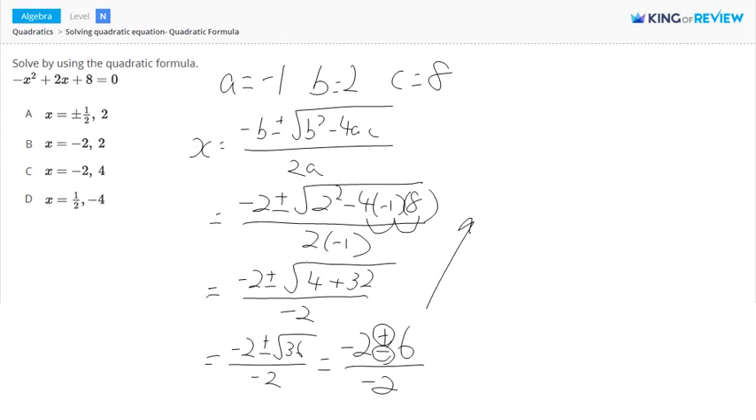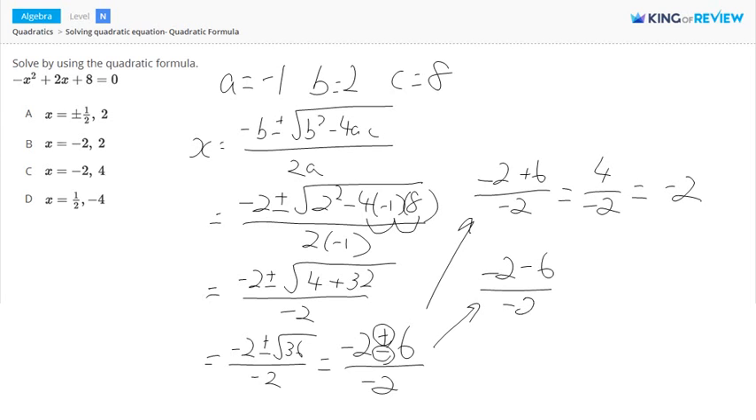So let's think about when we add the 6. It should say -2 plus 6 over -2. So that's 4 over -2, which is going to be -2. What if we subtract the 6? It's going to say -2 minus 6 over -2. So that's -8 over -2. That's 4. So the answer is -2 and 4. So that's going to be C.